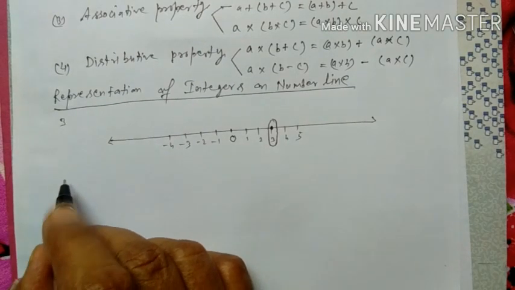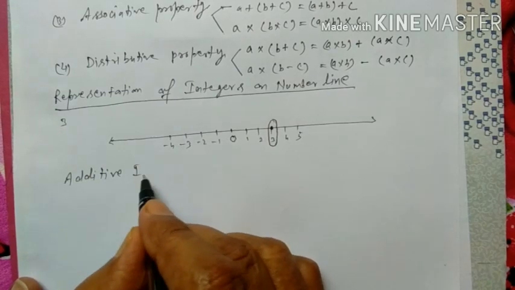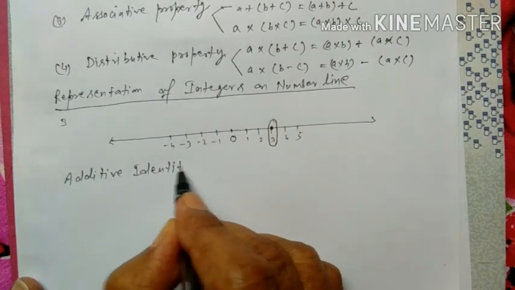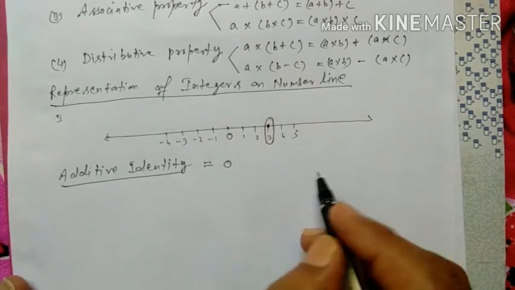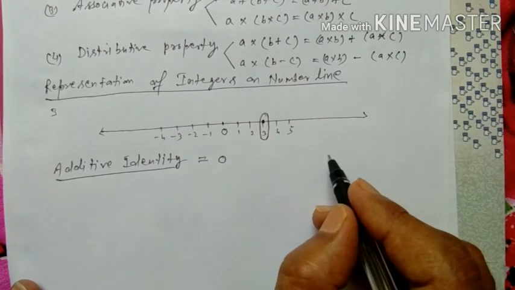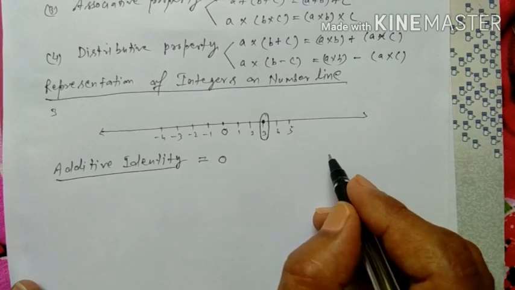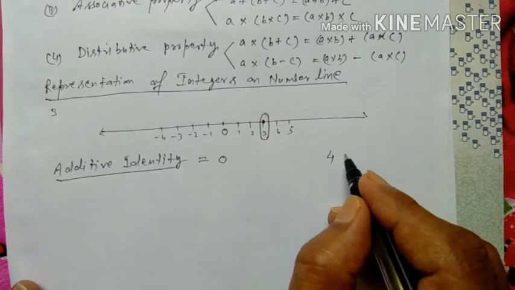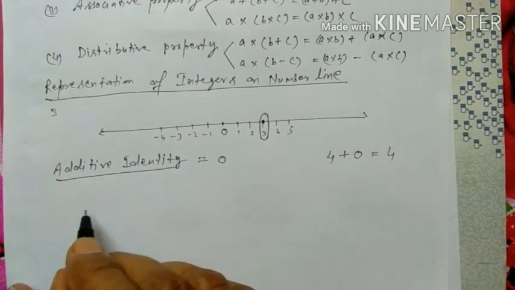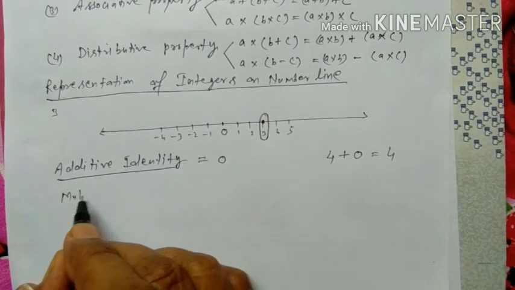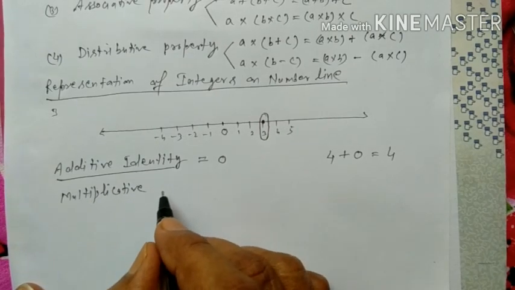And some terms are here. Additive identity. What is additive identity? Additive identity equal to 0, because when you add 0 to any number, there will be no change. Suppose a number is 4, when you add 0 to this number, you will get 4. So 0 is known as the additive identity. Second is multiplicative identity.